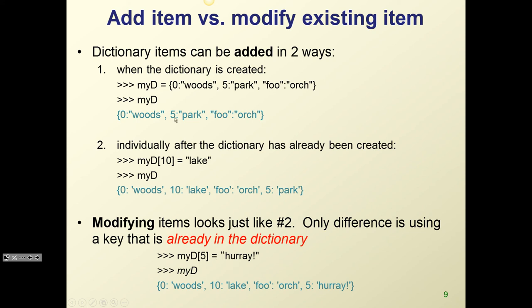5 park is already in the dictionary. We want to change it to 5 hooray. We just say MyD square braces 5 equals hooray. And then we have our updated dictionary.